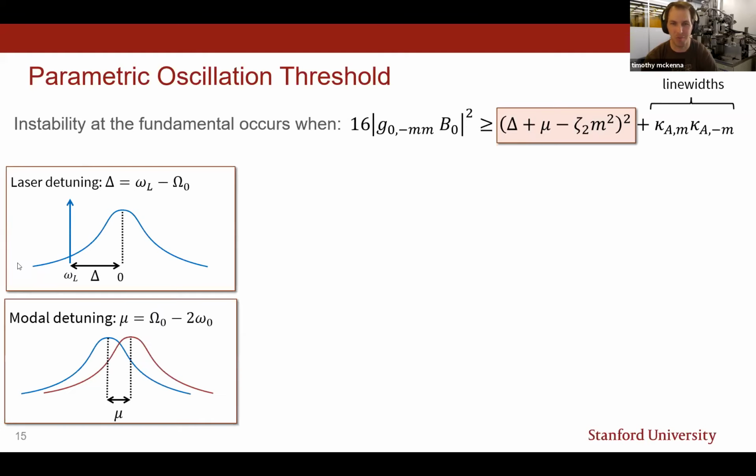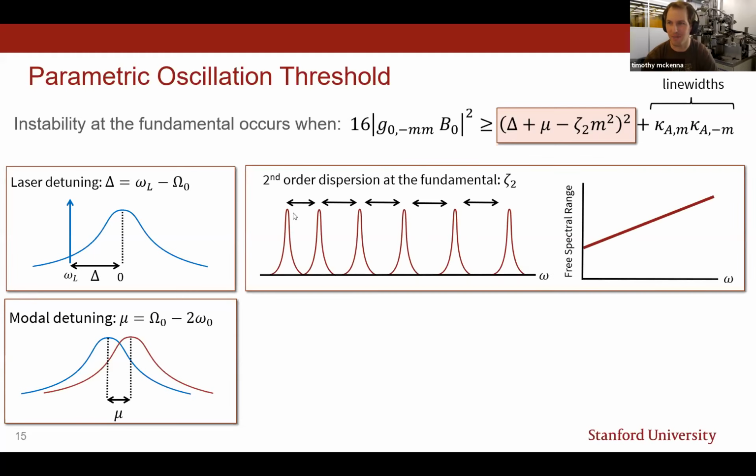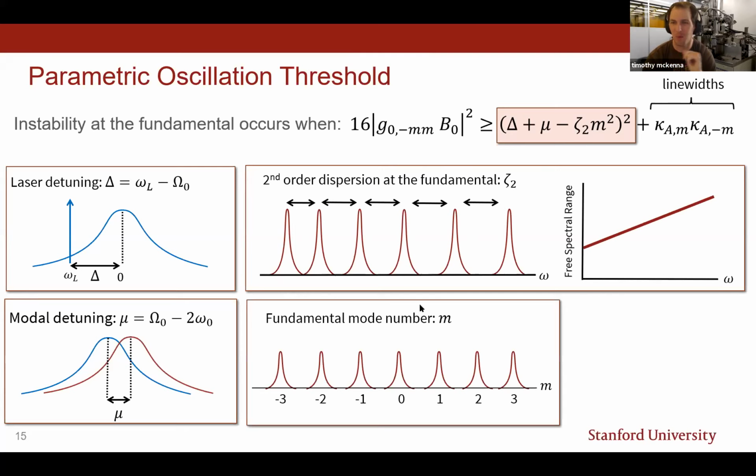We then have what's called the modal detuning, mu, which is the difference in resonant frequencies between the fundamental and second harmonic modes. We adjust this by fine temperature tuning. We only have to go a degree or two from room temperature, but it's fine temperature tuning that controls this. Then you have dispersion in your resonator, with this dispersion parameter, zeta, which describes how the free spectral range changes as a function of frequency. That is all of the terms here. And then we have our M number, which we just call our mode number. So that's all that is.